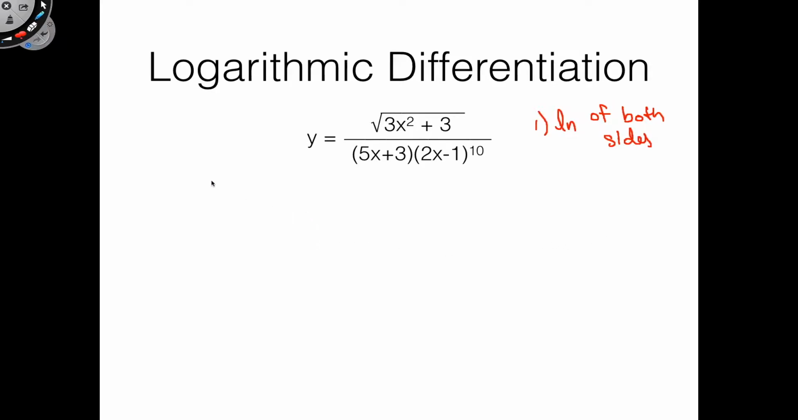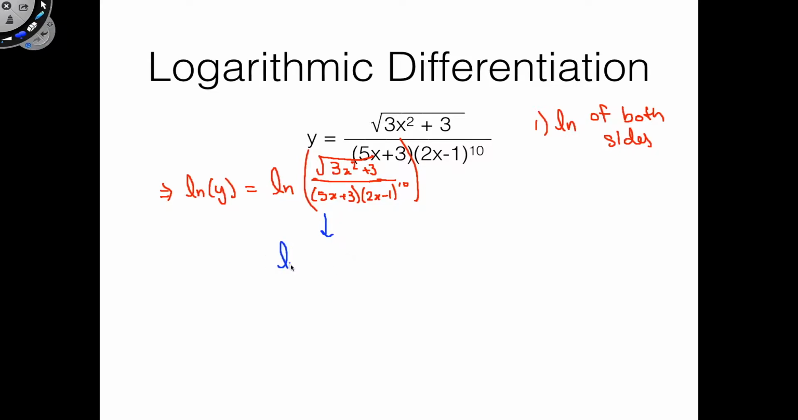Okay, we take the ln of both sides, so this is going to leave us with ln of y equals ln of the square root of 3x squared plus 3 over 5x plus 3, 2x minus 1 to the 10th. Right, so that's the ln of both sides. Now we can go ahead and break this down. So here's how that's going to be.